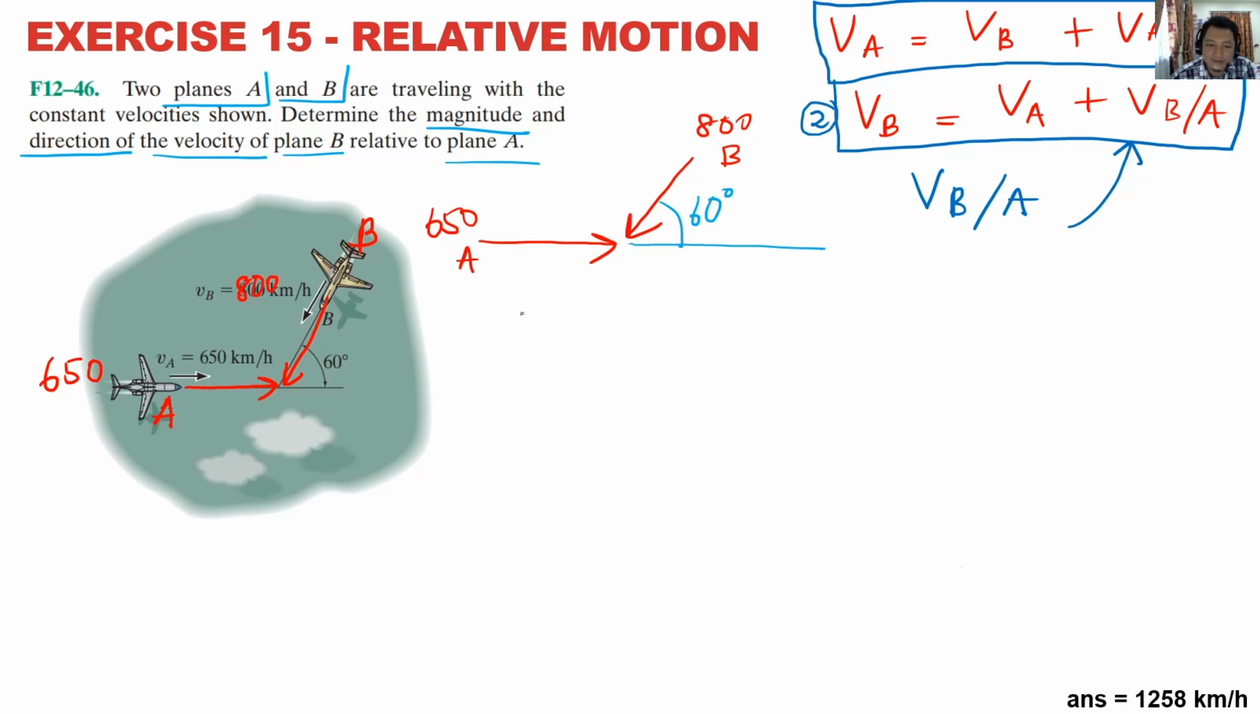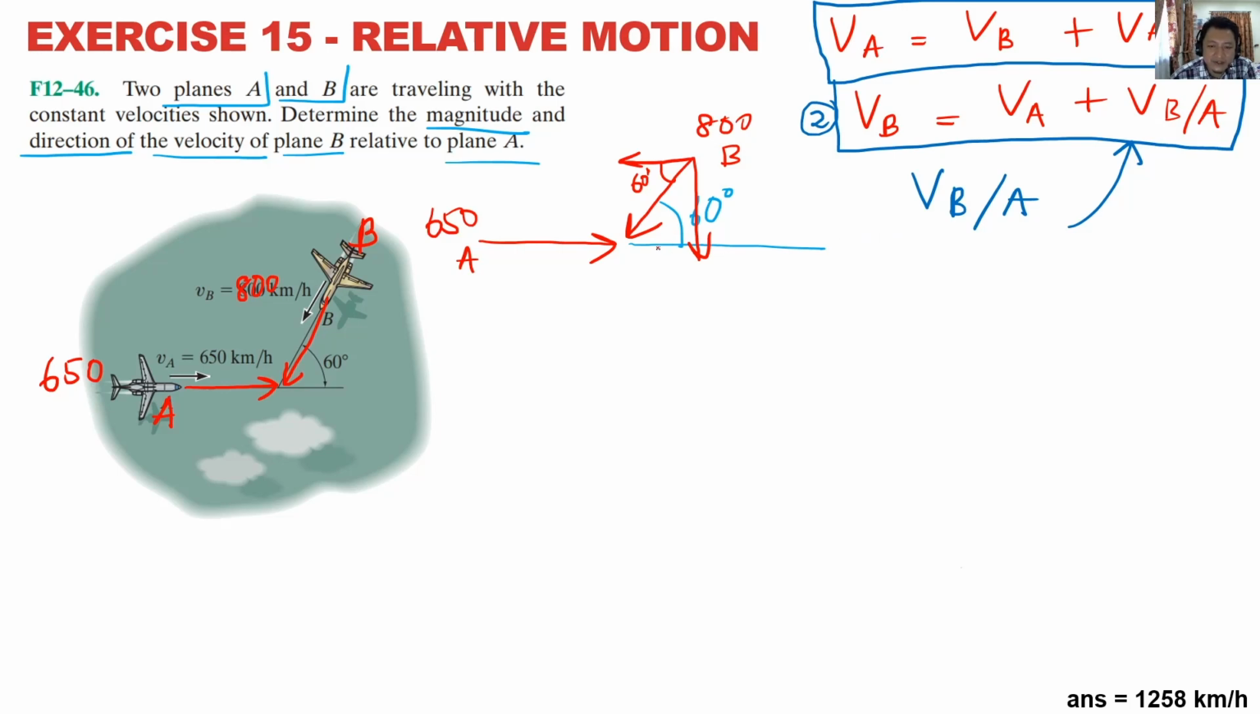So use this formula. Very easy lah. VB equals what? VB, you have to break it into vectors. What kind of vectors? If you're still not comfortable with this, the other vector. This is the vector. If this is 60, this should be 60 also. Are you guys comfortable with this?